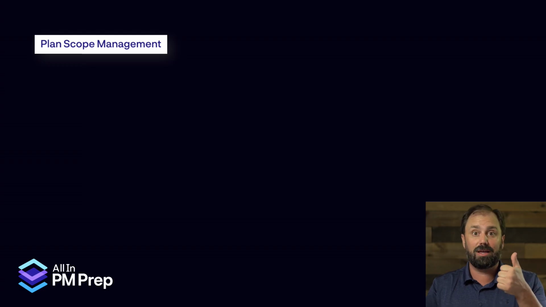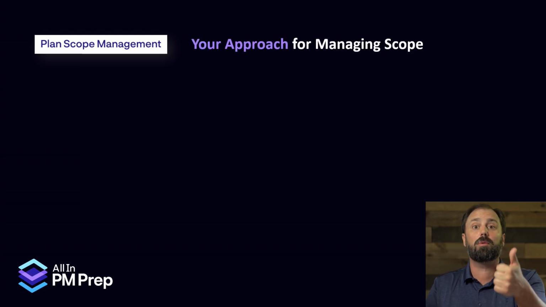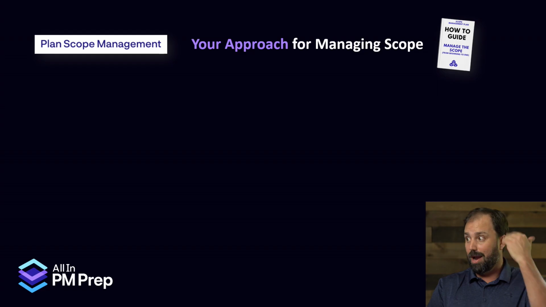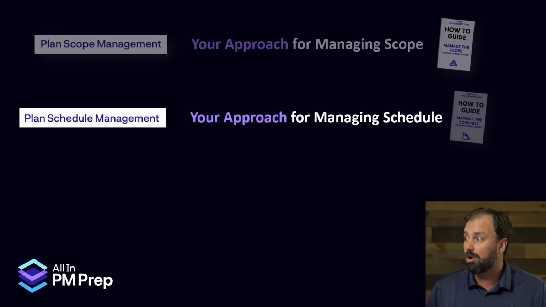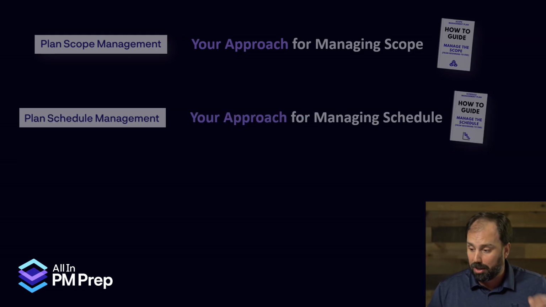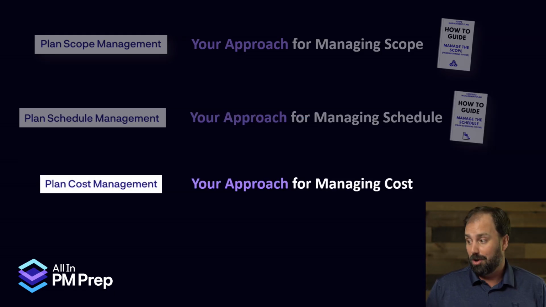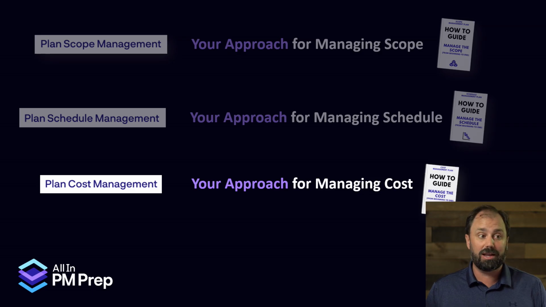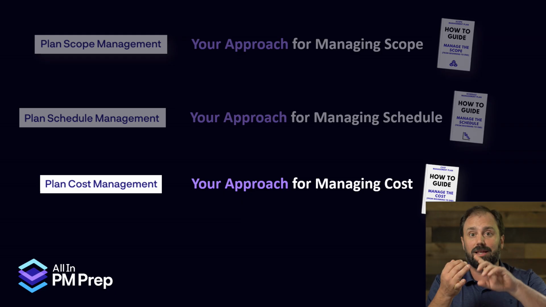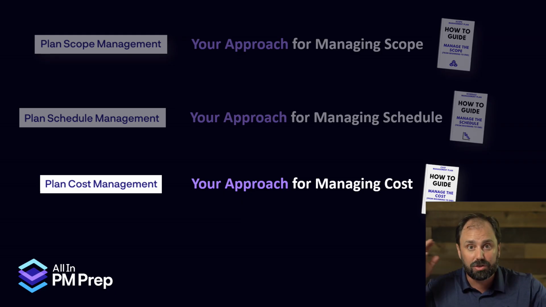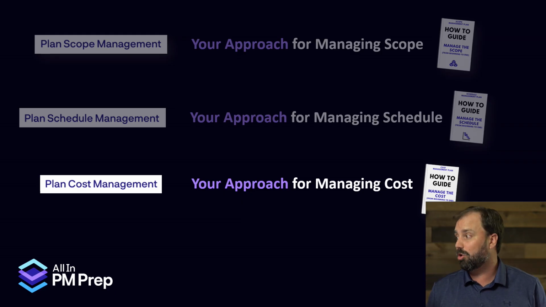Now, you might have a scope management plan. This is your approach for managing your scope. Boom, how-to guide. In schedule, you're going to say, here's our approach for managing our schedule. We're going to build a schedule management plan. Let's keep it going. Cost. Your approach for managing costs. What do you think you call it? A cost management plan. You got them for everything. Quality, stakeholders, everything, procurement. These plans are what you need.